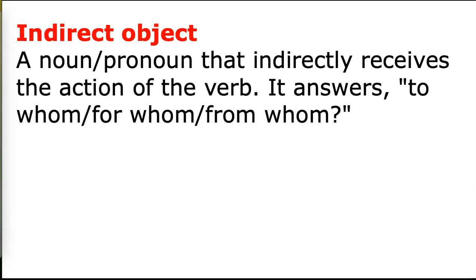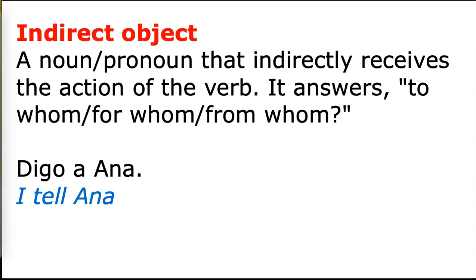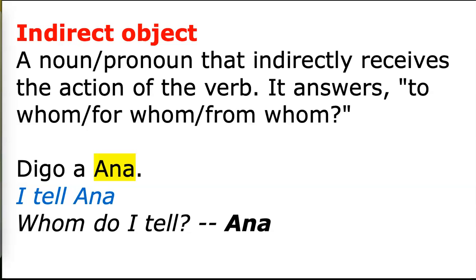Now, indirect objects are nouns and pronouns that indirectly receive the action of the verb. It answers the question to whom, for whom, or from whom. For example, digo a Ana, and that means I tell Ana. Whom do I tell? Ana. Ana is the indirect object. Yo le digo.